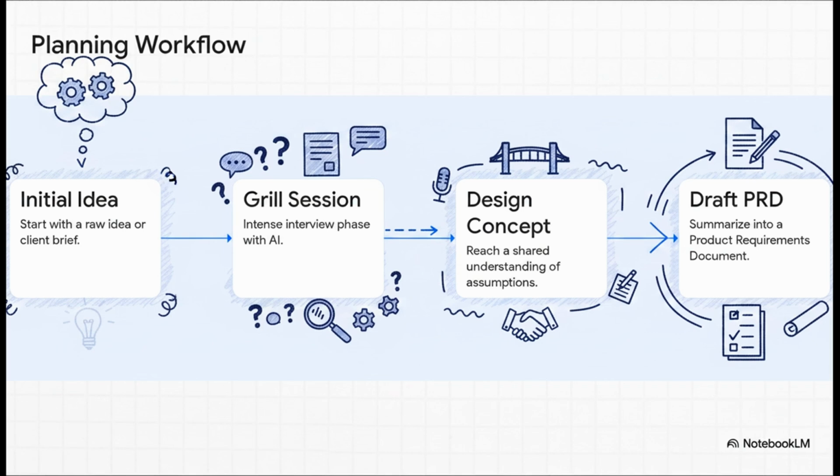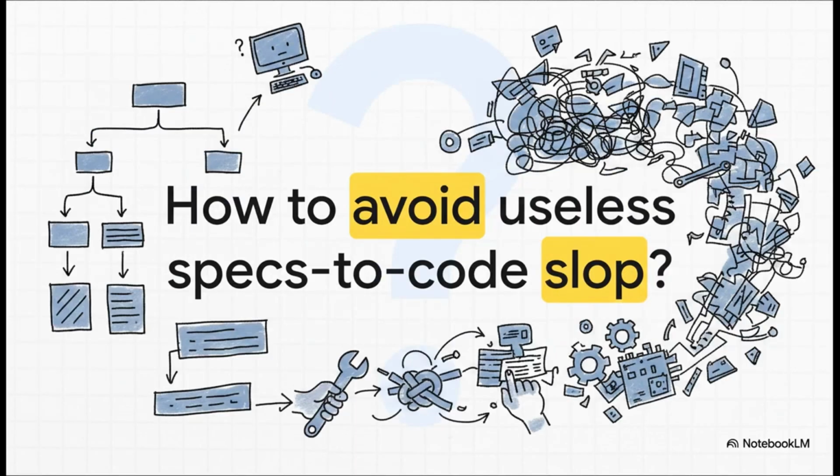We start with your raw idea, maybe it's a brief from a client, then we move into this really aggressive phase called the grill session to hash out the details. From there, you reach a shared design concept, and finally you output a rock-solid destination document, like a product requirements document or PRD.